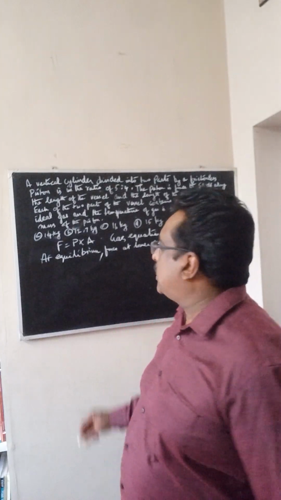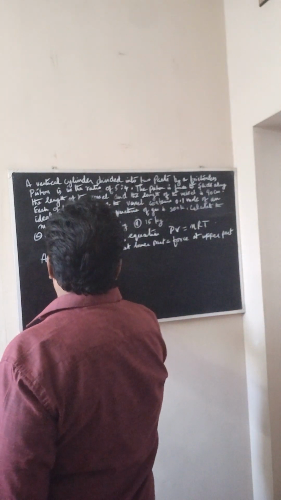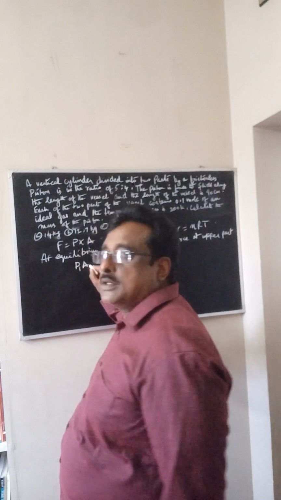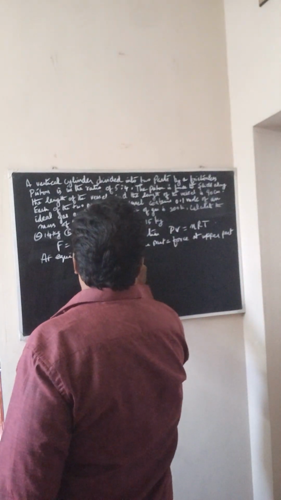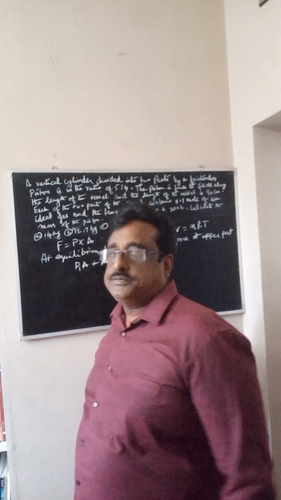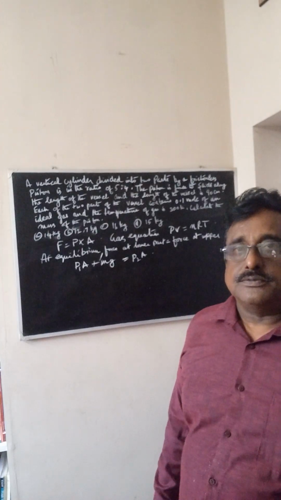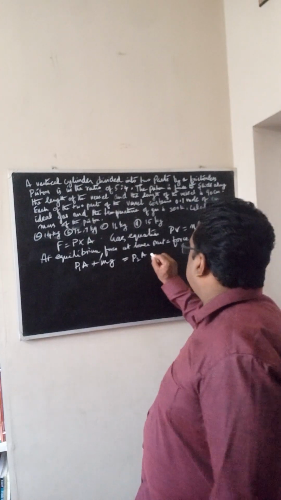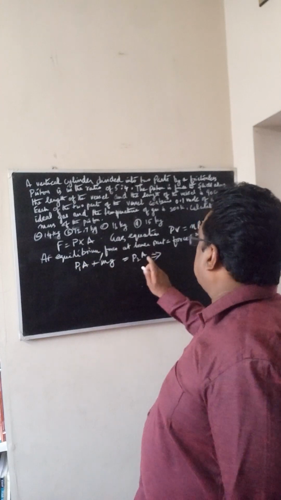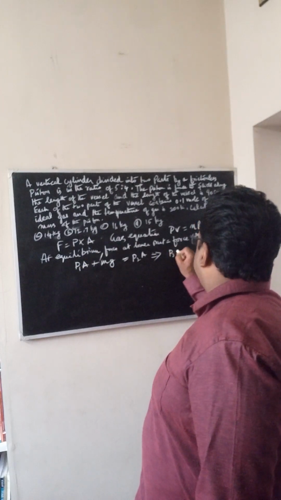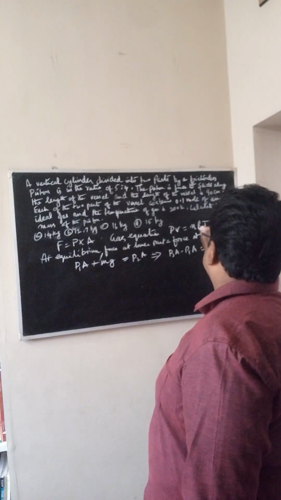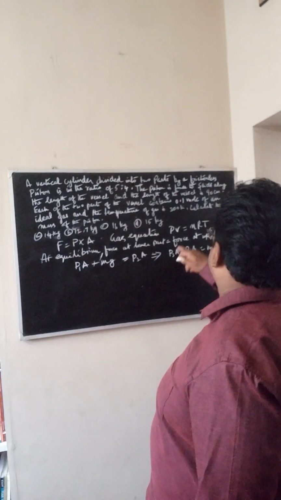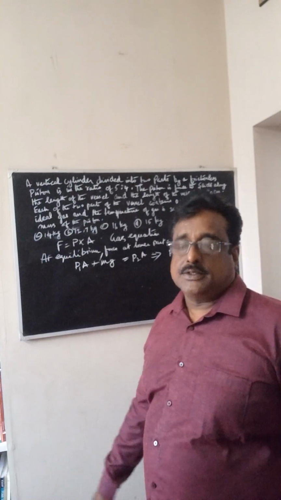So the force at the lower part is P1A plus mg is equal to P2 into A. Now you can take this to this side. So P2 into A minus P1 into A is equal to mg. Now you can substitute the gas equation in this.